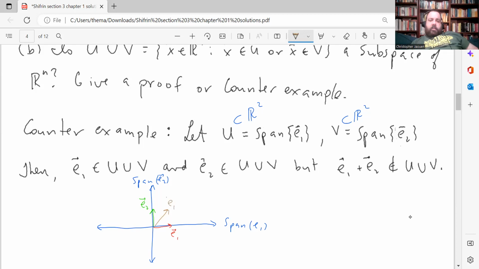So e1 plus e2 is not in span e1 union span e2. Right? In other words, it's not closed under addition. It's also, actually, it is closed under scalar multiplication, but it's addition that's the problem. Right? So that's part B.